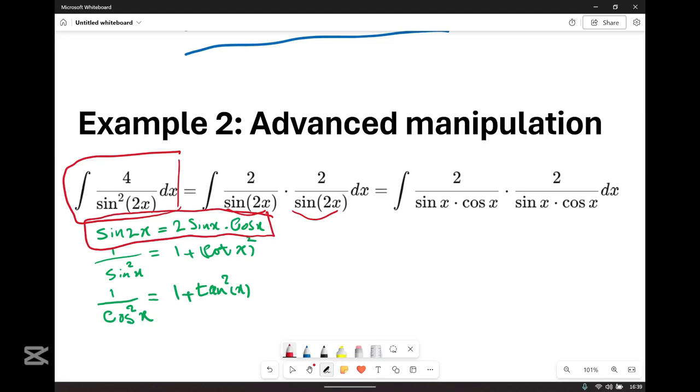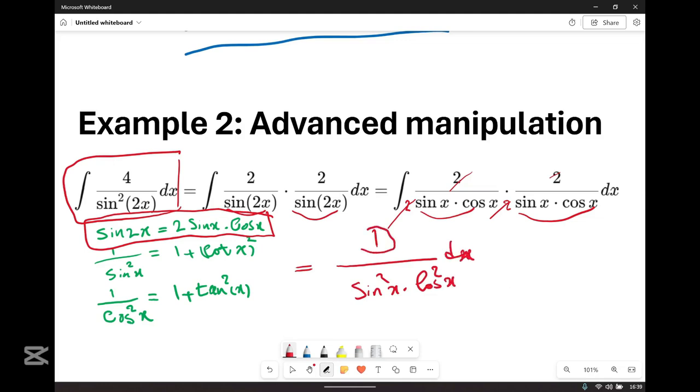You can follow the trigonometry playlist and see all of these things in detail. Therefore, sine 2x is exactly 2 sine times cosine. I put that in here, and after that our calculation is 2 sine, and they can cancel each other, and the answer is exactly the integration of 1 over sine power 2x times cosine power 2x dx. How can I write this?